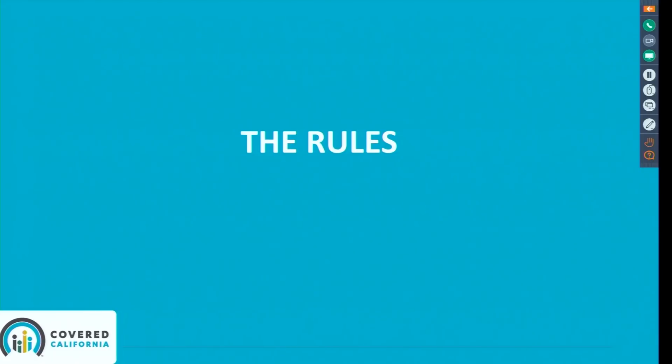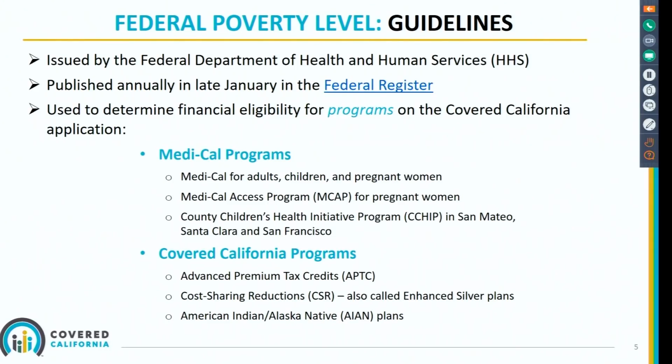So we'll start out looking at the rules. So FPL, the Federal Poverty Level, is a set of income guidelines or limits. They're issued by the Federal Department of Health and Human Services. They're published annually in late January in the Federal Register. And they're used by lots of different government and safety net programs to determine financial eligibility. We use them here on our online application to determine financial eligibility for the various programs on the Covered California application. I've listed those programs out here.